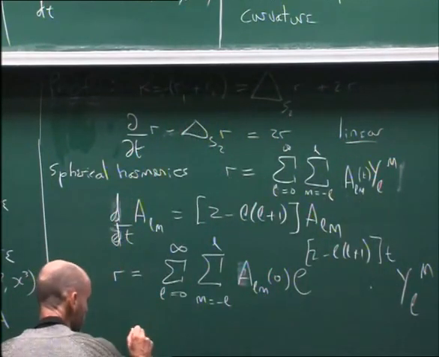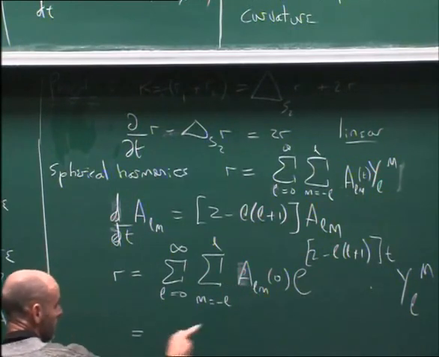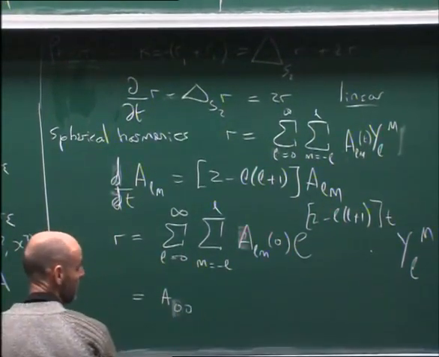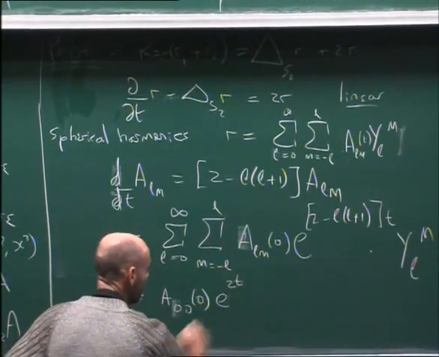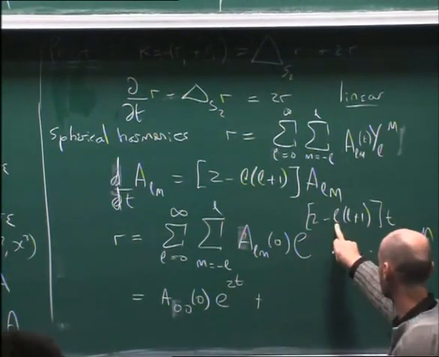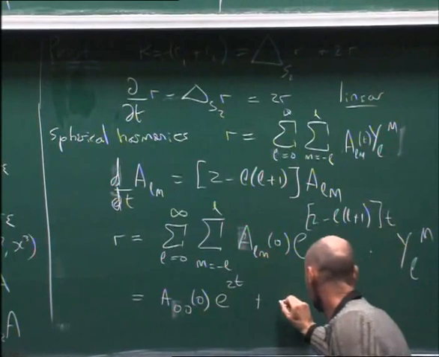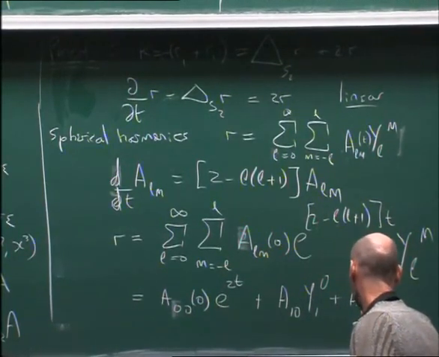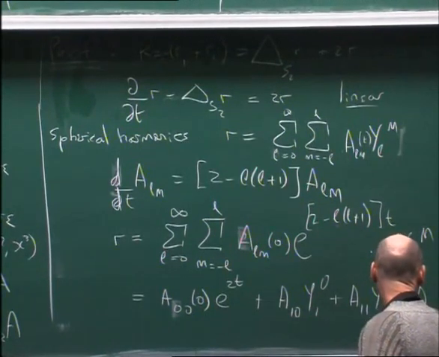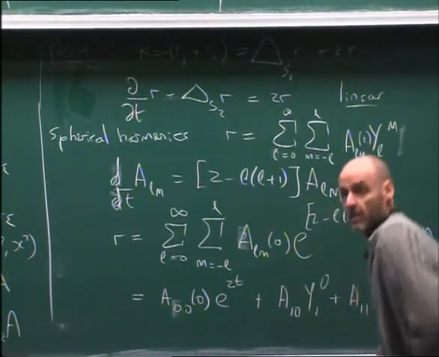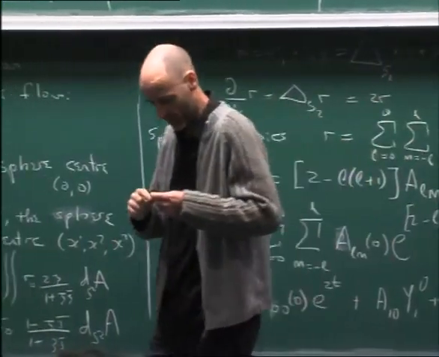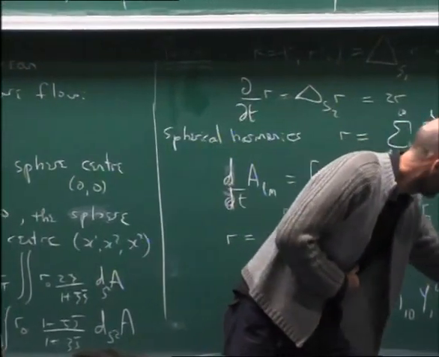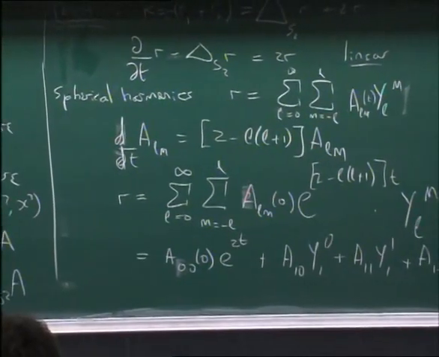So you can see from that, just write the first two terms. First eigenvalue when l is 0, you have A_00 times e to the 2t. And then you get the next terms. Well, when l is 1, in fact, the exponential is 0 here. So you'll get A_10 Y_10 plus A_11 Y_11 plus A_1,-1 Y_1,-1, plus. And now we have exponentials with negatives, right, so it's going down as you go along. So it's a positive exponential in the first term, a constant term in t, and then, of course, at the end, you have e to the minus t. So as you go further out the spectrum, the exponential decays.